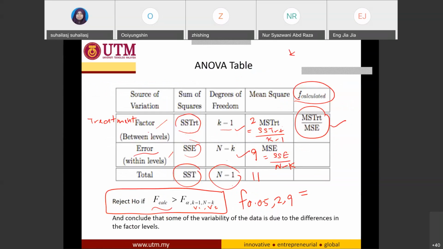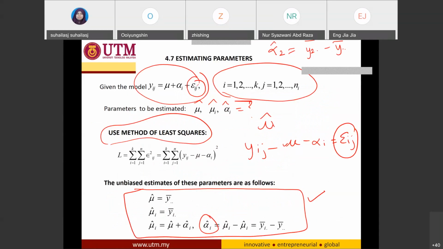Okay. So once you compute your sum of squares treatment, sum of squares error, and also sum of squares total, you compute your F value. So first you need your degrees of freedom. For treatment it is K minus 1, for error it is N minus K, and for the last one, total, it should be N minus 1. Then we compute mean square treatment and mean square error, and then you take your F ratio. Okay, we reject H naught only when we have F calculated greater than F alpha. The first degree of freedom is K minus 1, and the other one is N minus K. Okay, so this is the way you estimate the parameters, estimating parameters.